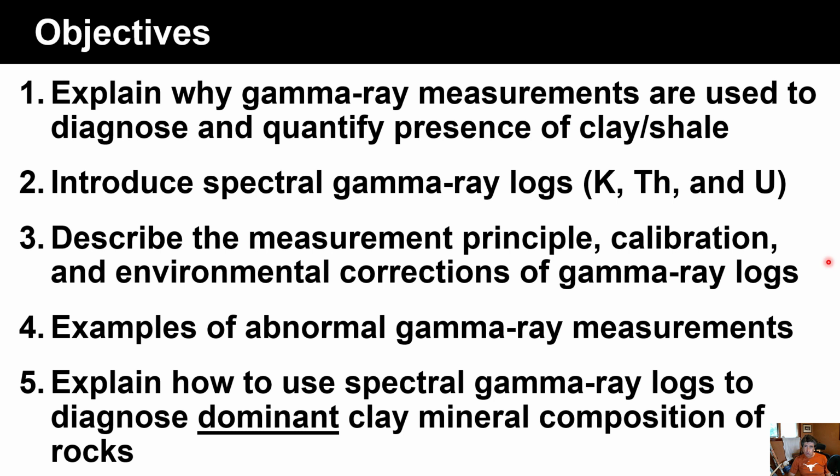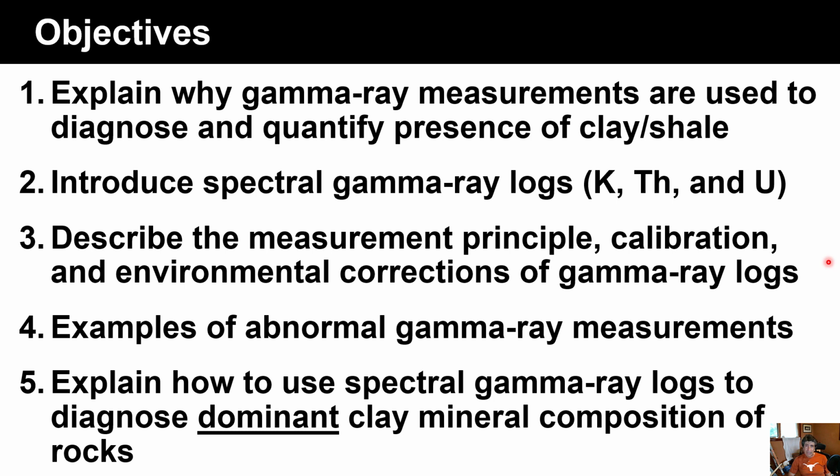Then we will introduce the spectral gamma ray logs, which are separately acquired for the spontaneous gamma ray activity of potassium, thorium, and uranium. Then we will use some time to describe the measurement principles, the calibration, and the environmental corrections of gamma ray logs.